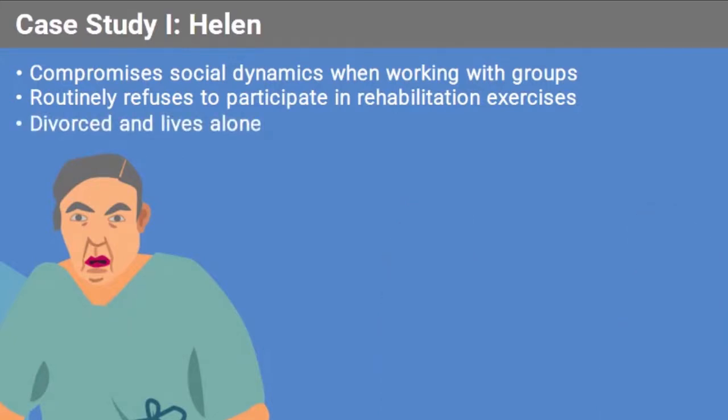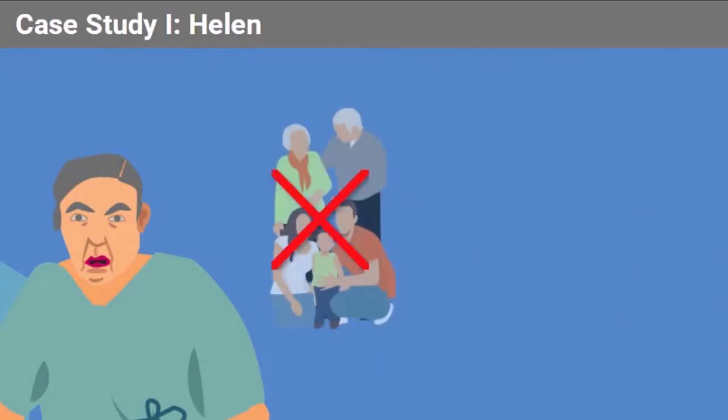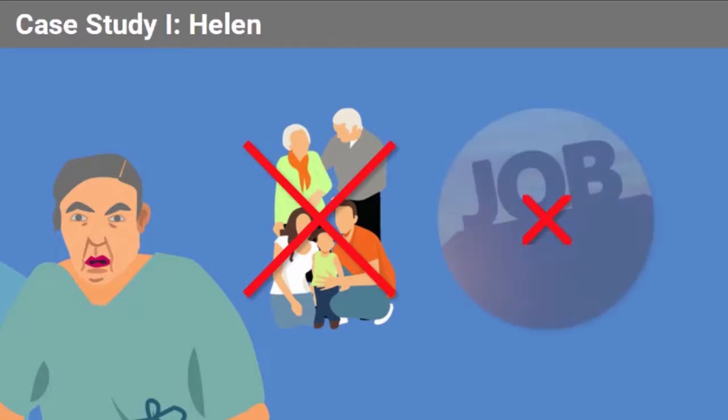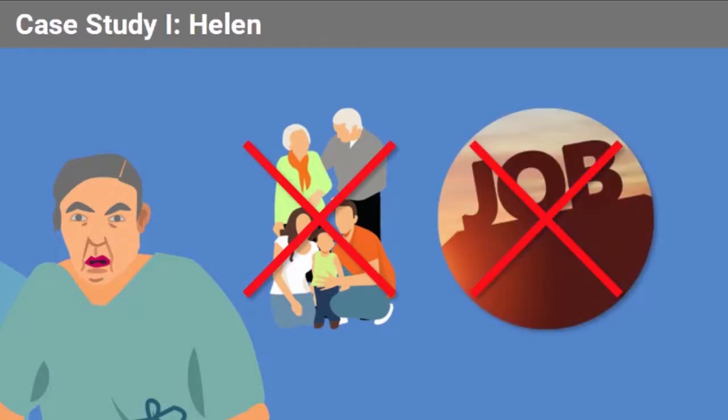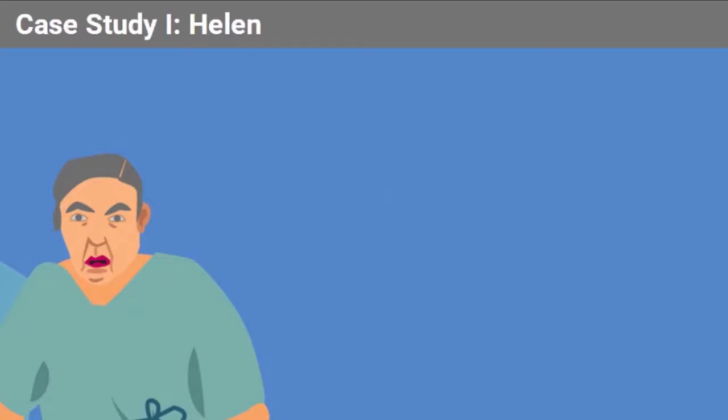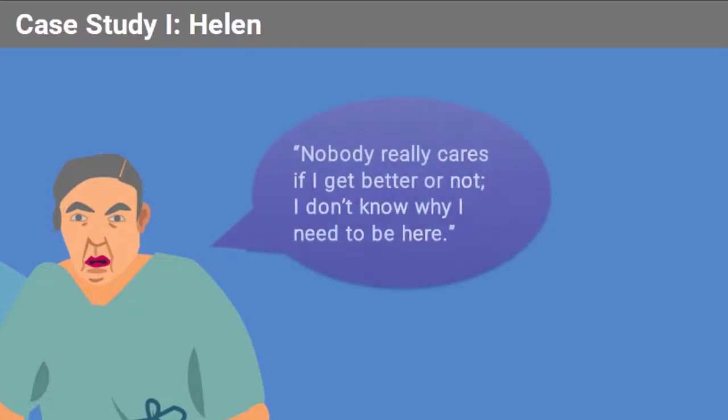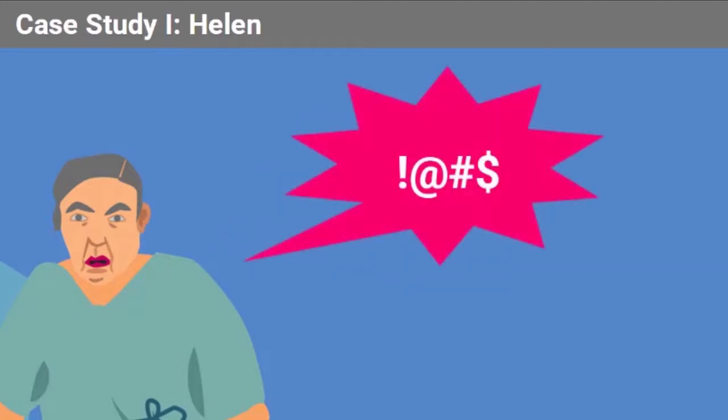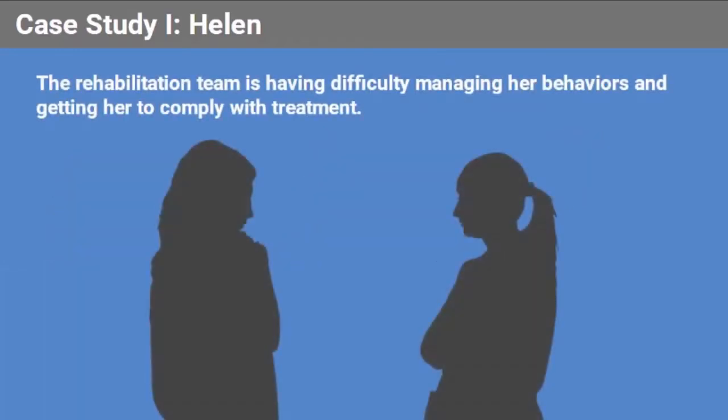She is divorced and lives alone. She told the staff that her family no longer speaks to her and that she was recently laid off from her job. She is distrustful and often claims, "Nobody really cares if I get better or not. I don't know why I need to be here." She is verbally abusive with staff and has limited insight into her circumstances. The rehabilitation team is having difficulty managing her behaviors and getting her to comply with treatment.